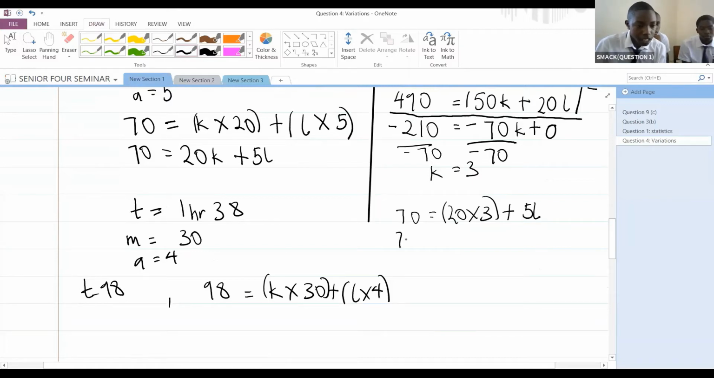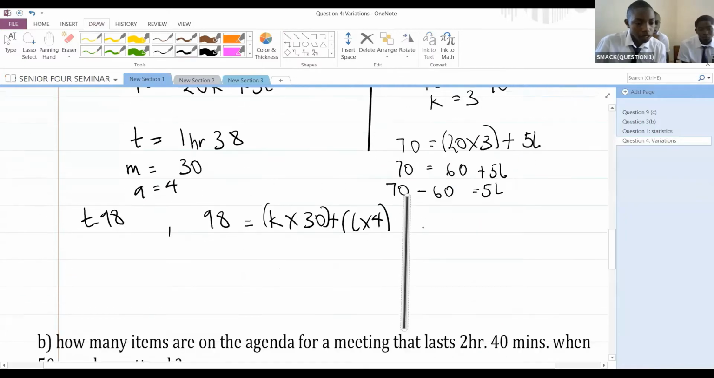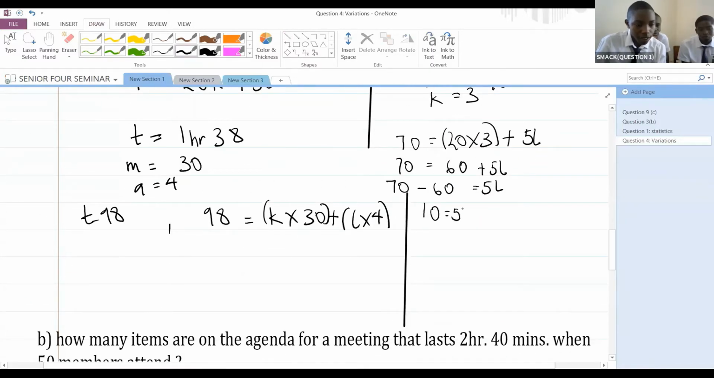So 70 is equal to 60 plus 5L. When that 60 crosses this side, we get 70 minus 60 is equal to 5L. So now we have 10 is equal to 5L. You divide both sides by 5, and L gives you 2. Now we have the equation: T is equal to 3 times members present plus 2 times items on the agenda. So that's the equation that we're going to use to solve the next part.